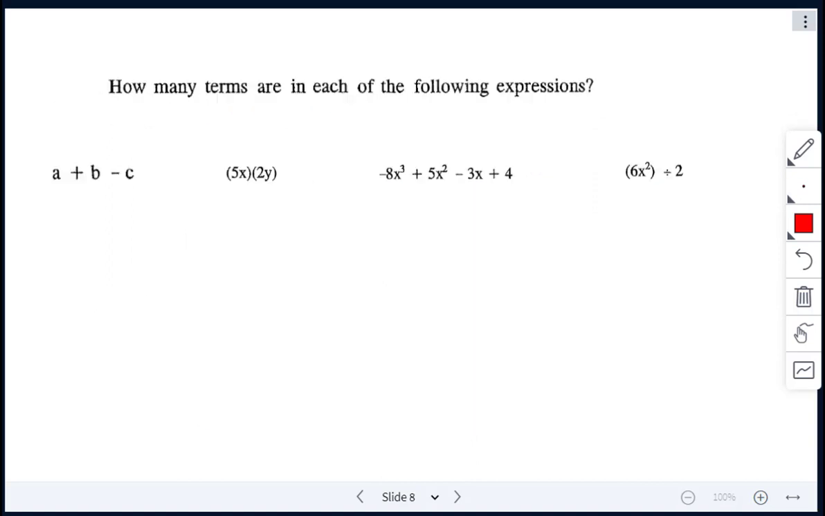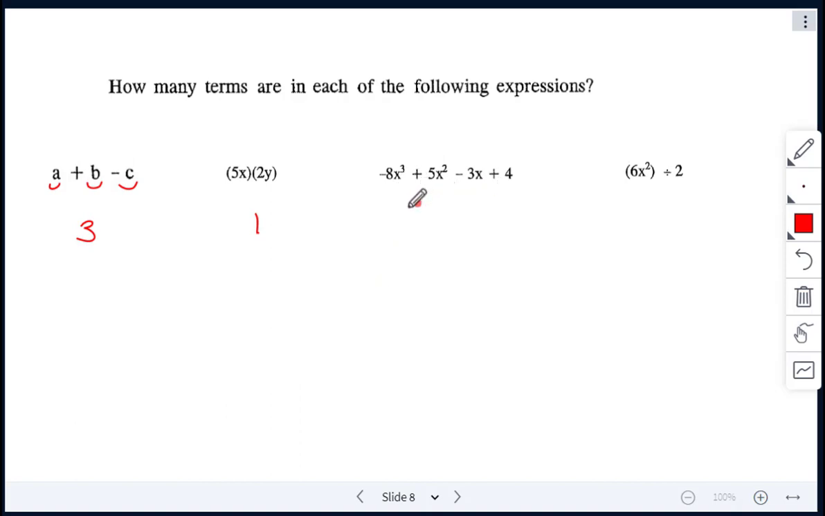All right, so the first one here, how many terms are in each of the following expressions? So terms are separated by addition or subtraction. So 1, 2, 3. So this has 3 terms. This is all together. It's 5x, 2y. It's just being multiplied together. So this would be 1 term.